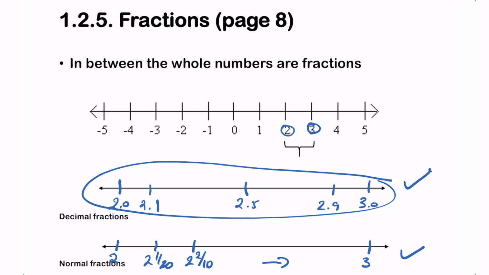So just to repeat, fractions are parts of numbers that can be expressed. And if you look at page 8, there are different types of fractions, which include common fractions, decimal fractions, proper fractions, improper fractions, mixed numbers, recurring fractions as well, terminating decimal fractions, equivalent fractions, and also simplified fractions.